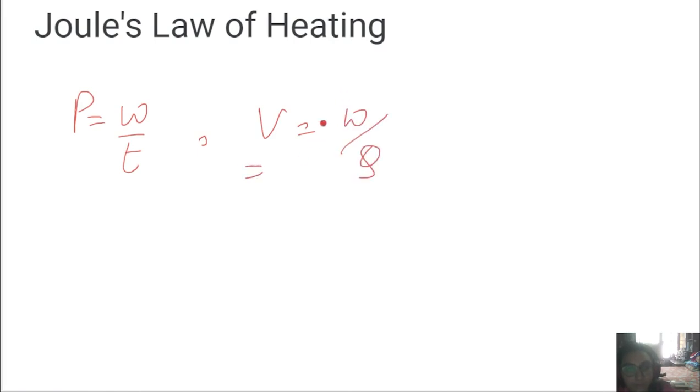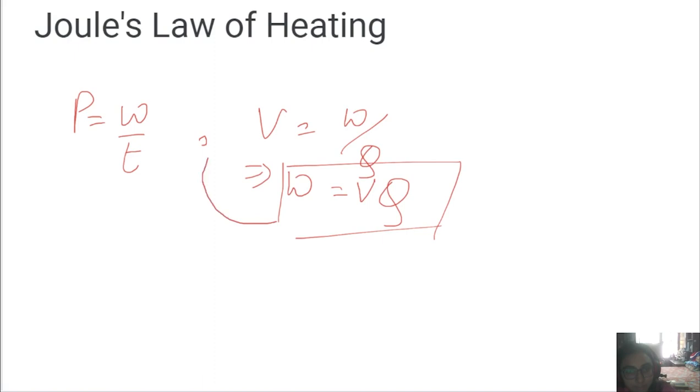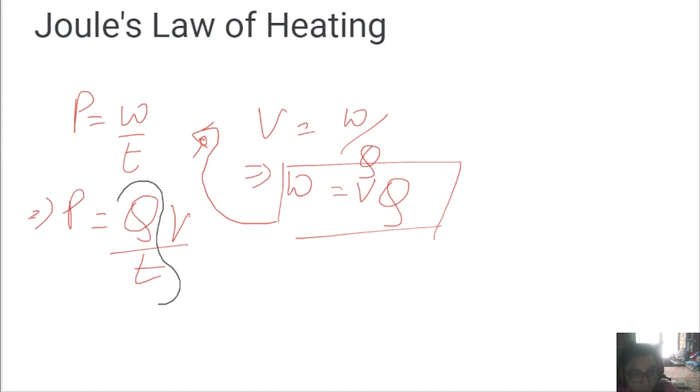If I substitute the W, then W is V into Q, right? Now I'm substituting this W into this equation. So P equals Q V by T. In our first class on current, if you have missed it, you can just go to our YouTube channel and watch it, we knew that Q by T is nothing but current, right? So P equals IV.